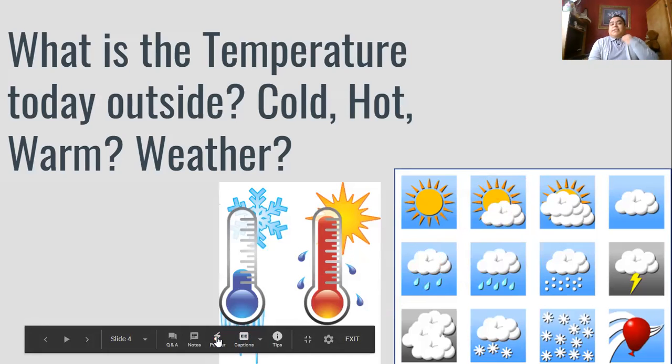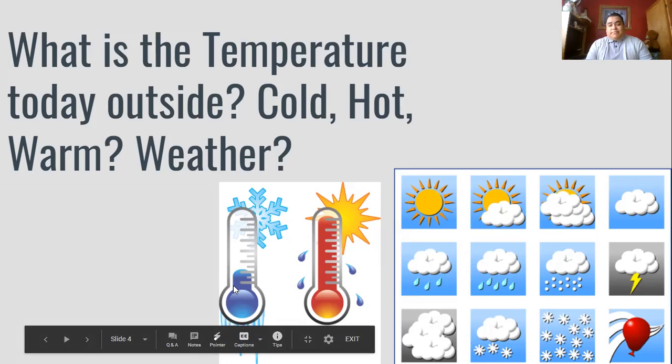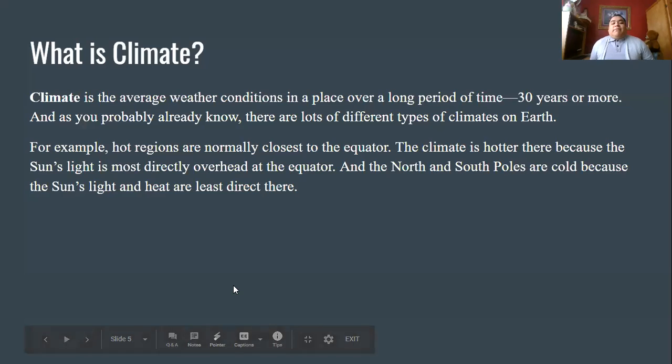Okay, so as I mentioned, this weather is similar to climate. And you might be asking, what is climate? Climate is the average weather conditions in a place over a long period of time, 30 years or more. And as you probably already know, there are lots of different types of climates on Earth. So for example, hot regions are normally closest to the equator. The climate is hotter there because the sun's light is most directly overhead at the equator. And the north and south poles are cold because the sun's light and heat are least directed there.